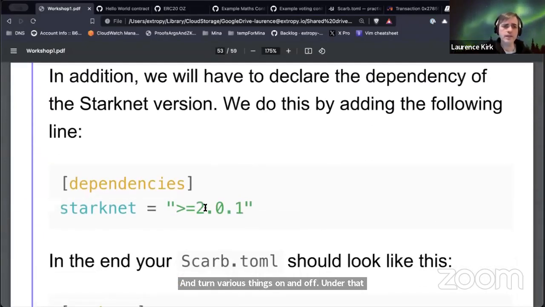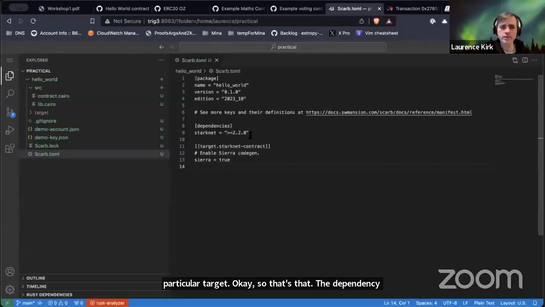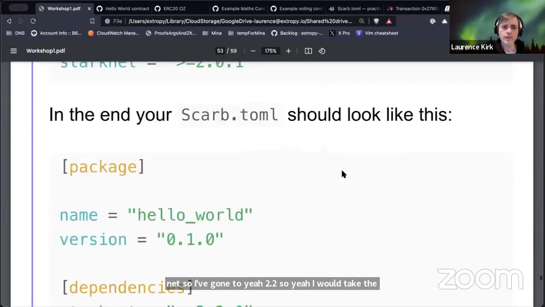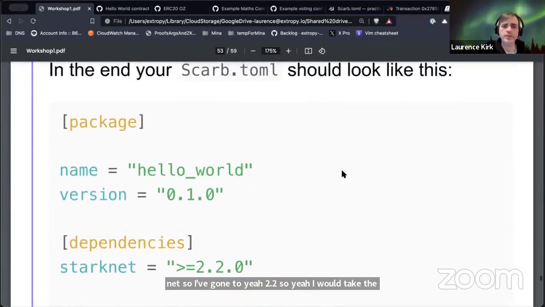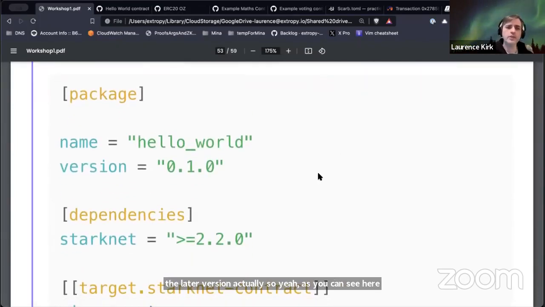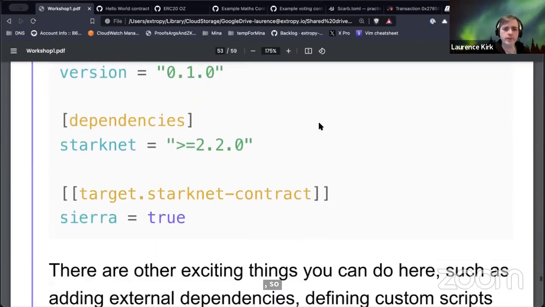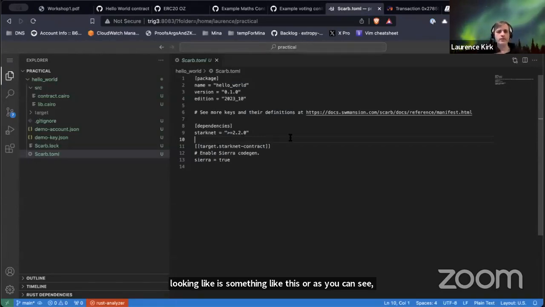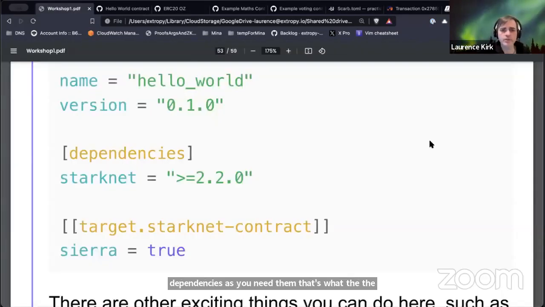The dependency, actually, I've updated from this version of StarkNet. So I've gone to 2.2. I would take the later version actually, as you can see here. So if you add all that in, what your TOML file should end up looking like is something like this. And obviously you can add other dependencies as you need them. That's what the TOML file is there for. That's what Scarb is all about, being your package manager.